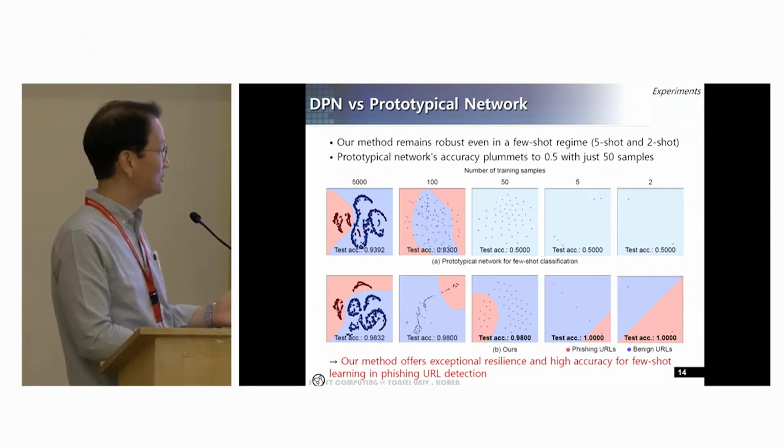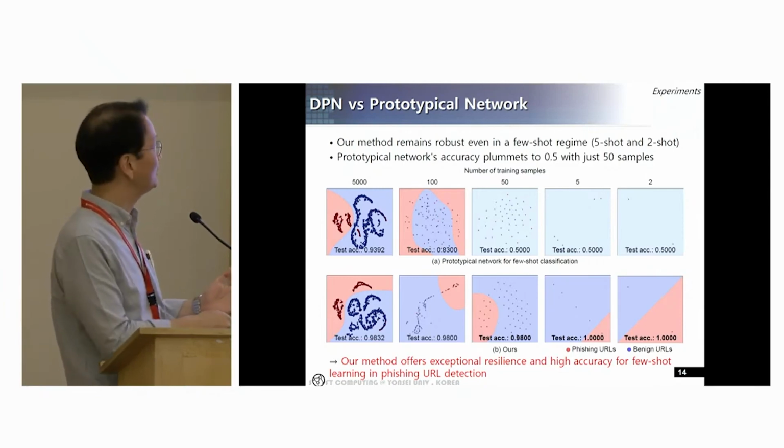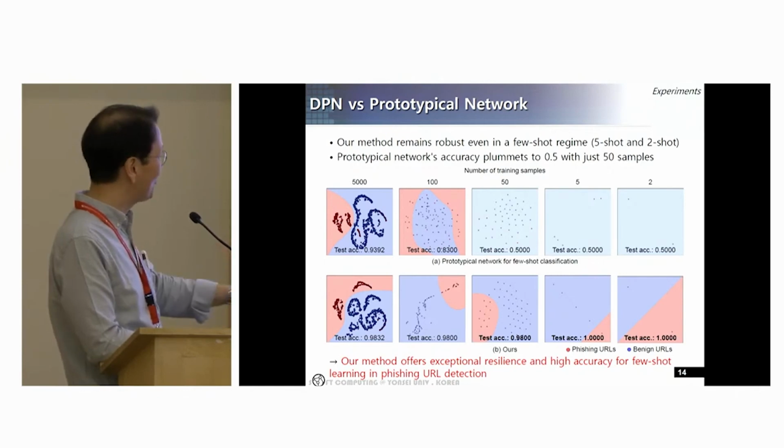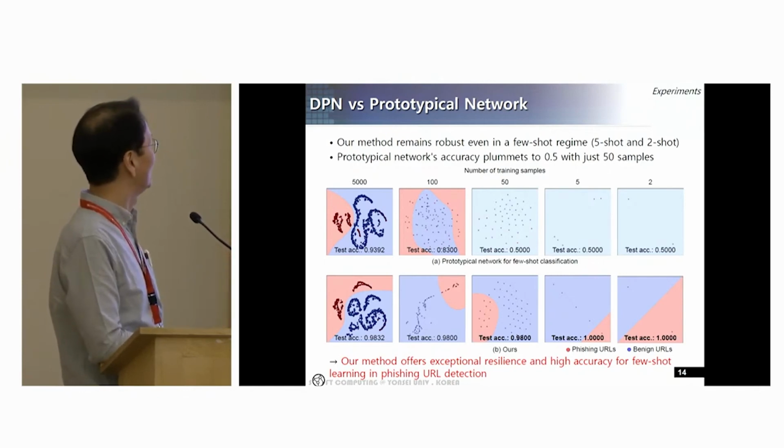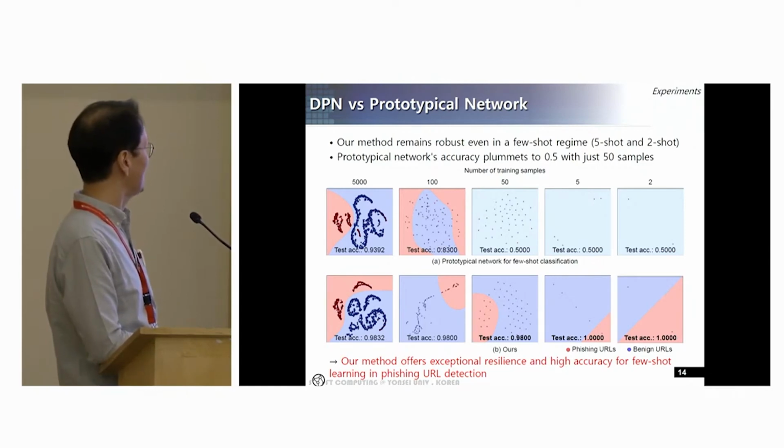However, our method is perfect. Increasing the number to 5, same situation, and 50, same. Our method is a little bit lower in performance. However, at 100 and finally 5,000, compared with the conventional method, our method still produces better accuracy. That means that the proposed method offers exceptional resilience and high accuracy for few-shot learning in phishing URL detection.